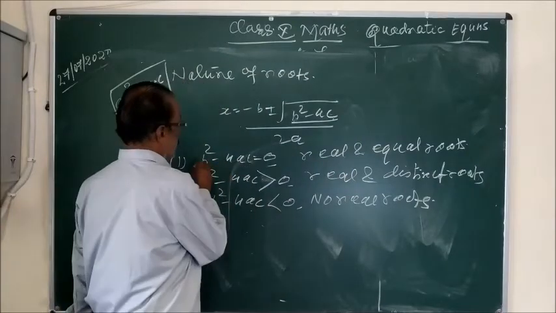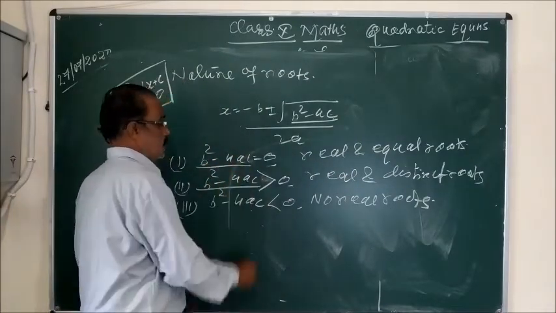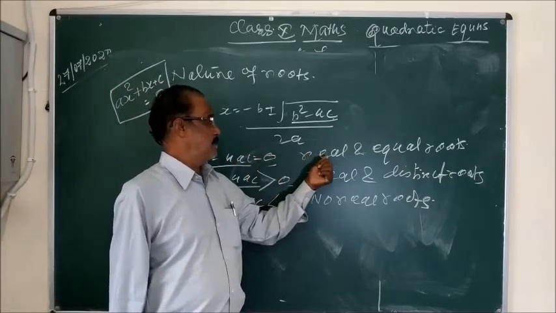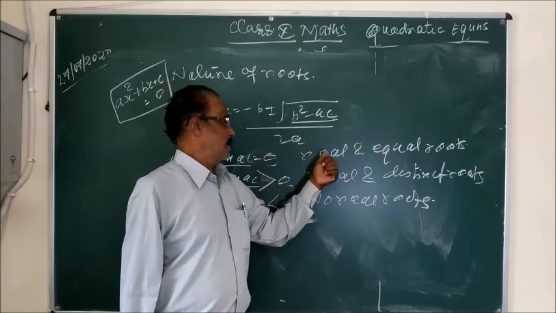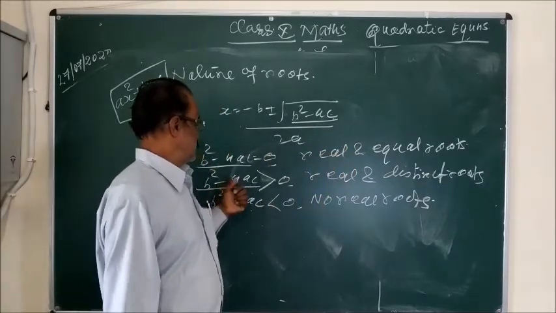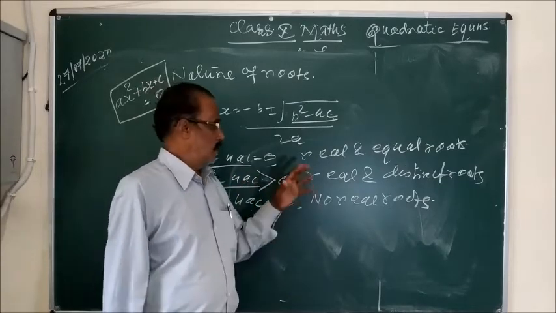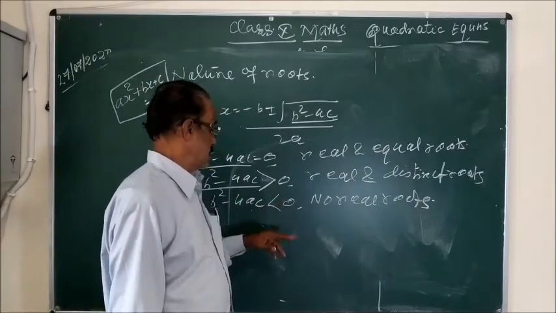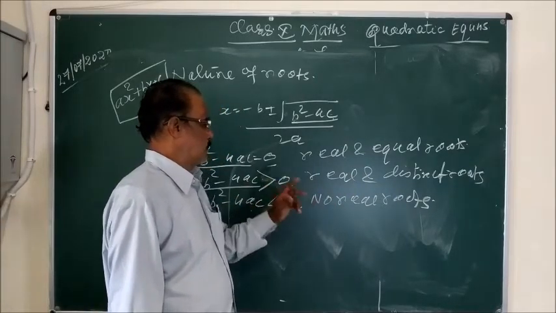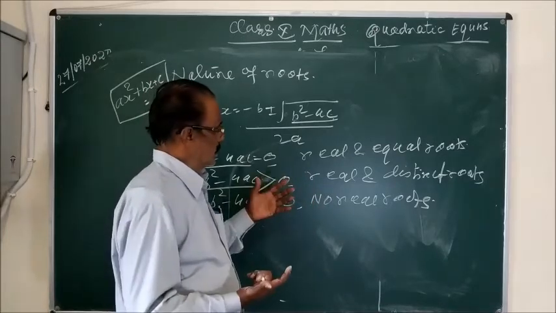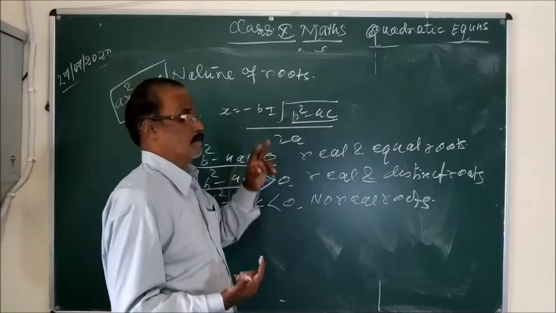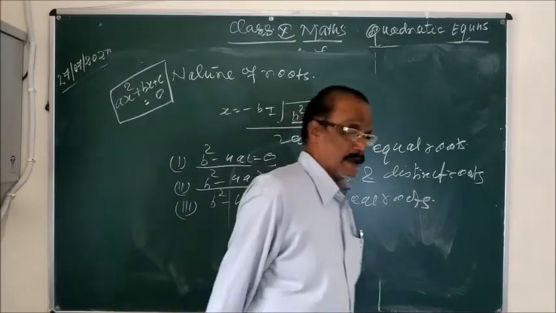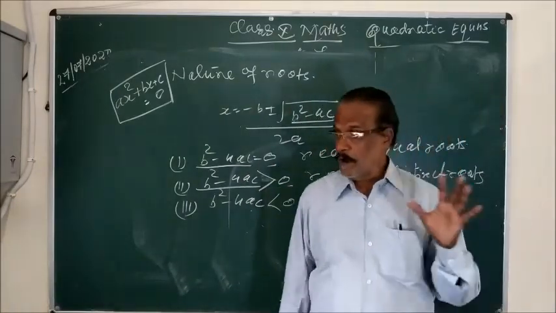So these are the three conditions. If D is 0, the equation has real and equal roots. If D is greater than 0, roots will be real, but different. And if D is less than 0, there will be no real root because there is no square root of any negative number. So these are the important points, and then you will try to learn the word problem.